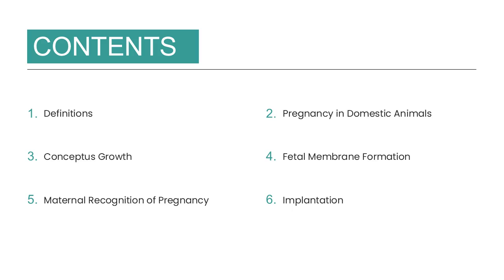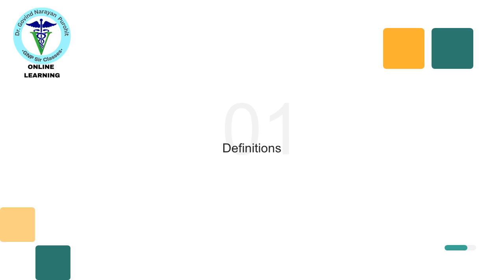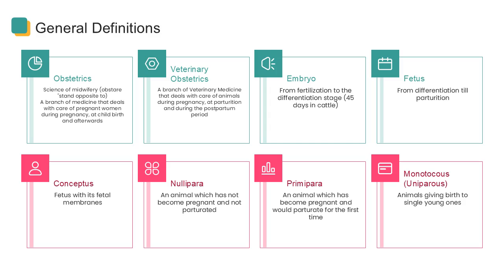Here's an overview of the topics we'll cover: definitions, pregnancy in domestic animals, conceptus growth, fetal membrane formation, maternal recognition of pregnancy, and implantation. We'll start with some key definitions to build a strong foundation for our understanding. Let's explore some general definitions.